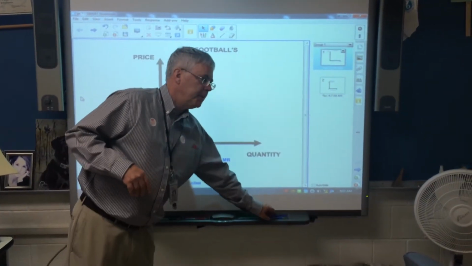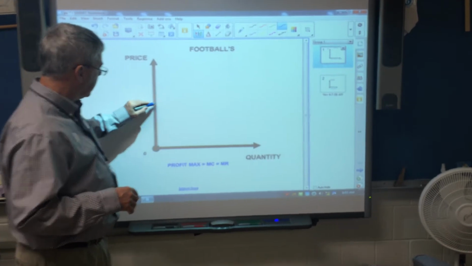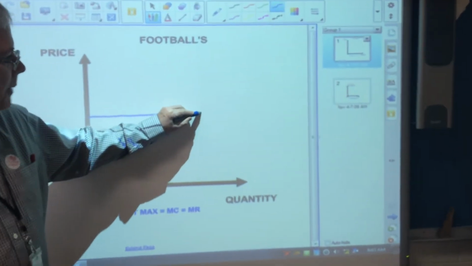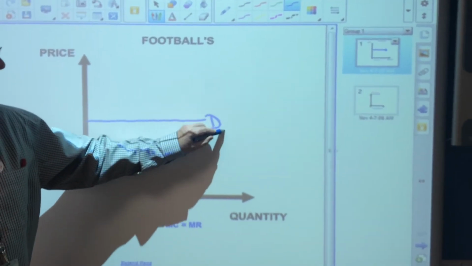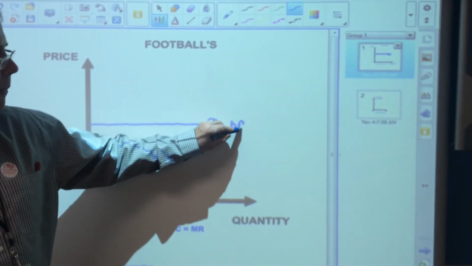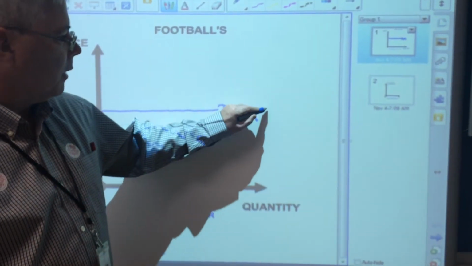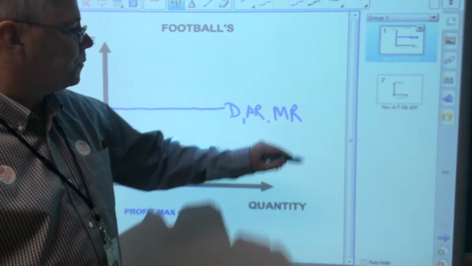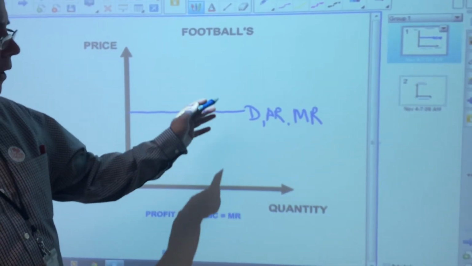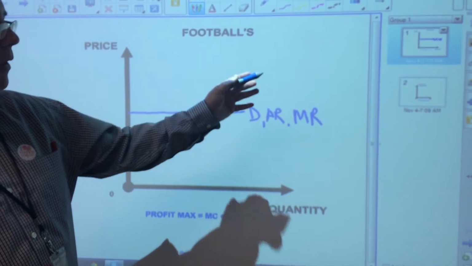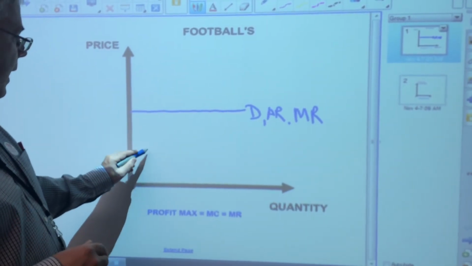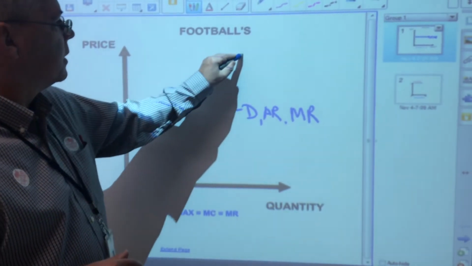So one firm in a PC market will be confronted by a perfectly elastic demand curve. Demand will always equal average revenue, and in one firm in a perfectly competitive market, demand will also equal marginal revenue. So I always draw my demand curve first, then my average revenue curve, then marginal revenue curve. The next curve I'm going to construct is my marginal cost curve.